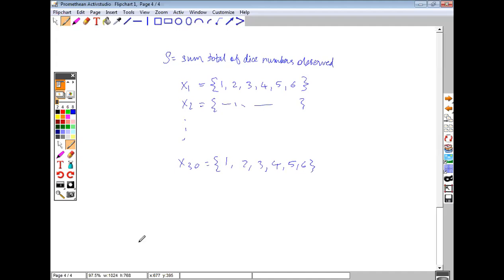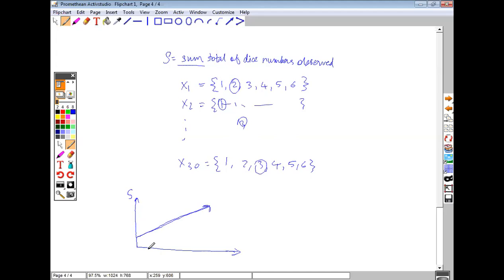Now if I'm plotting this variable S, it is always going to increase in nature, right? Because there is no negative number here, and what I'm doing is looking at the sum total of dice numbers observed. Let us say here I observed 2, here I observe 1, here again 3, here 3. So the sum total of the numbers that I have observed on dice would be increasing in nature, right?